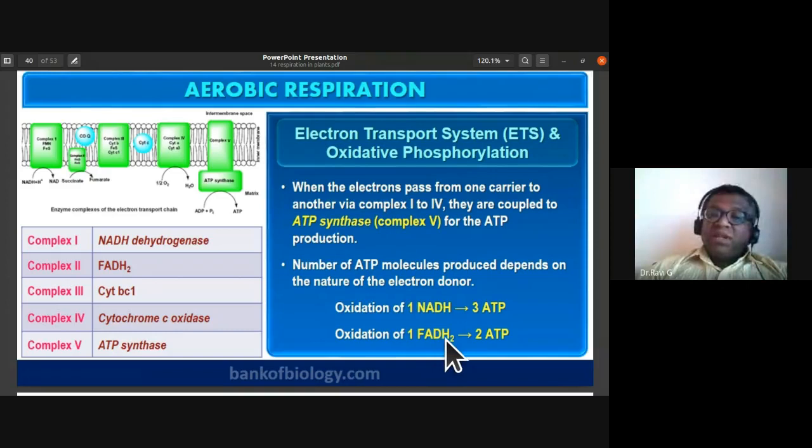Flavin adenine dinucleotide, reduced as FADH2, undergoes oxidation to produce 2 ATP.